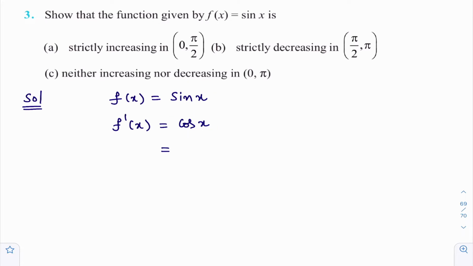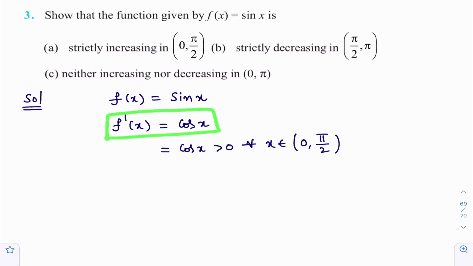Okay. Here, you can observe that this cos x is greater than 0 for all x belongs to open interval 0, pi by 2. See, this open interval 0, pi by 2 means x is in first quadrant. In first quadrant, we know that cos x is positive. When I calculate f dash of x, I got cos x. I know that cos x is greater than 0 whenever x is in first quadrant.